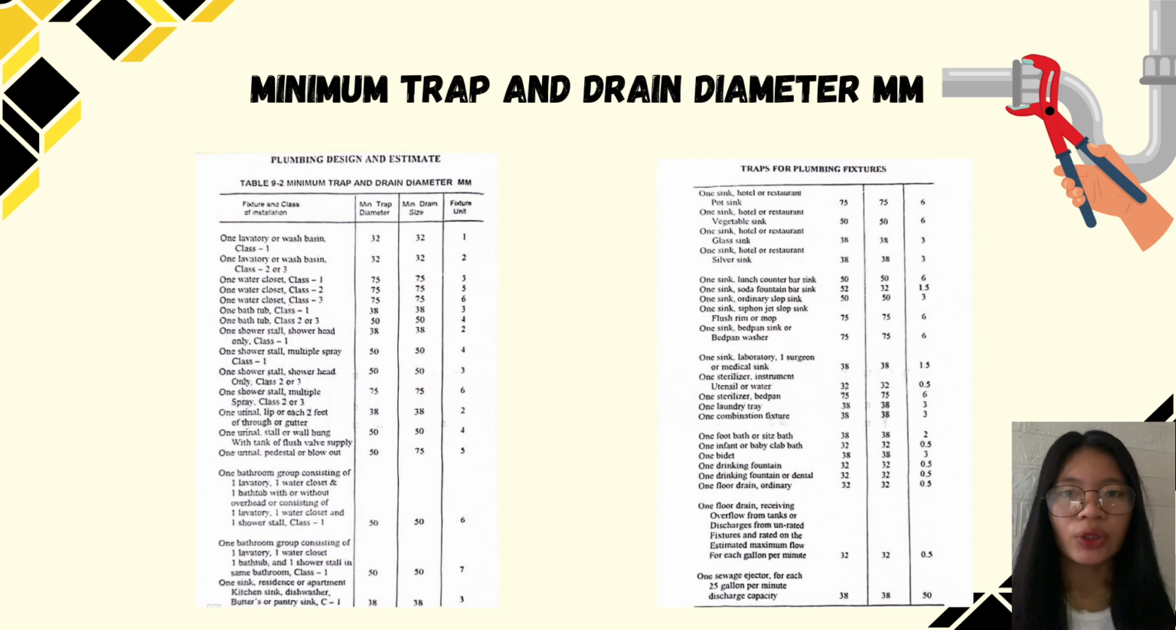So, makikita nyo dito sa table ang mga sizes ng fixture trap from Class 1 to Class 3. So, ang fixtures and class of installation ng Class 1 is one lavatory or wash machine. Then, ang minimum trap niya is 32. And then, ang minimum drain size niya is 32 din. And then, ang fixture trap niya is 1. And so on.